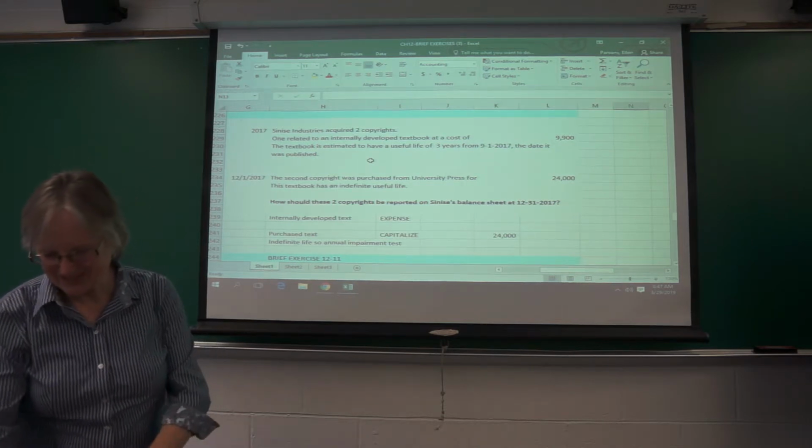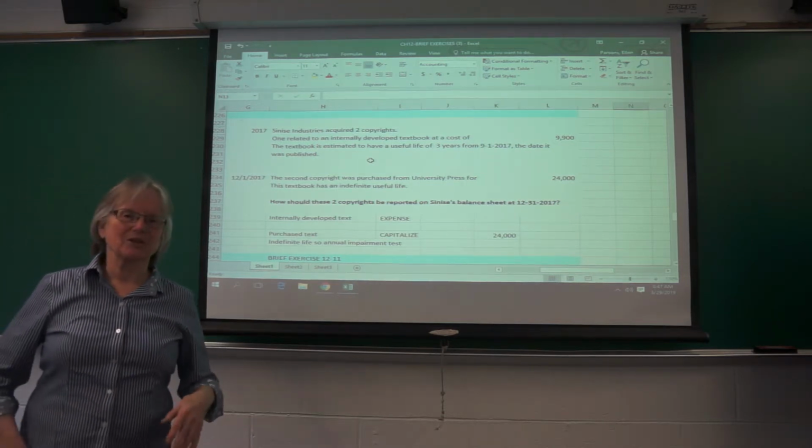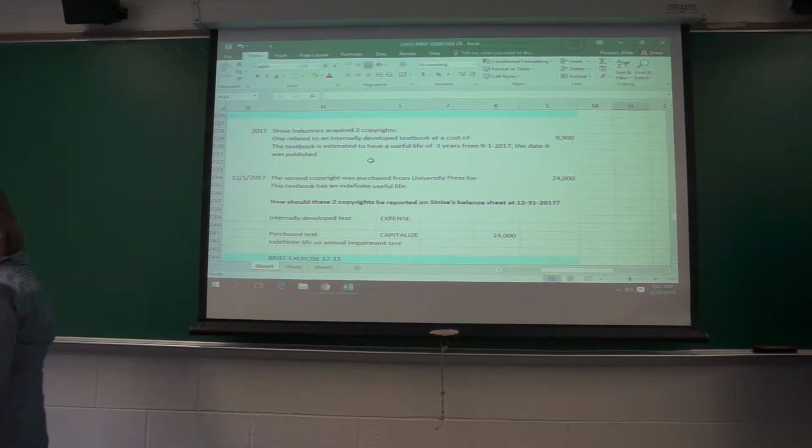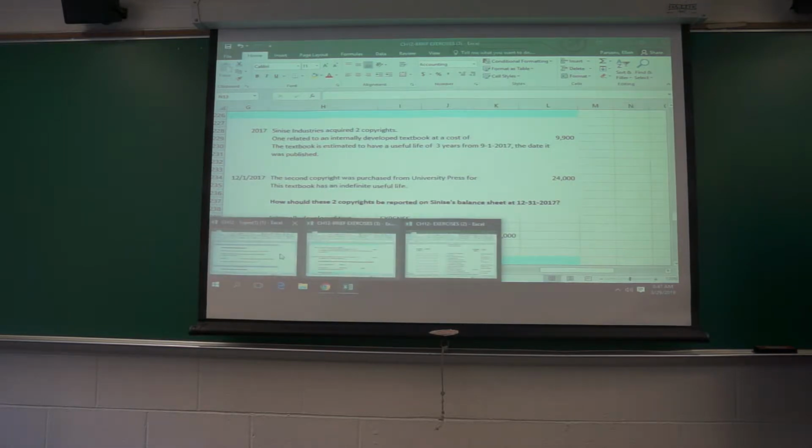impairment test. Okay, so there's a lot of little details here that you don't want to fall for, and even in the brief exercises, they're trying to get you with these. Okay, then you've got your contract-related intangibles.